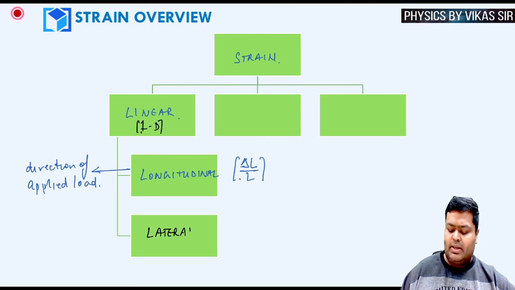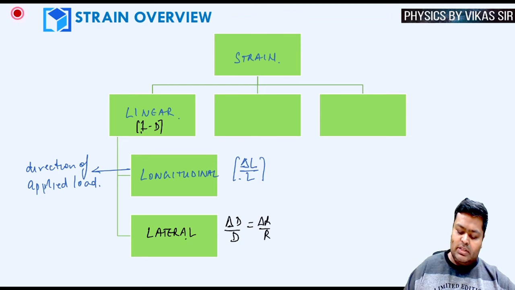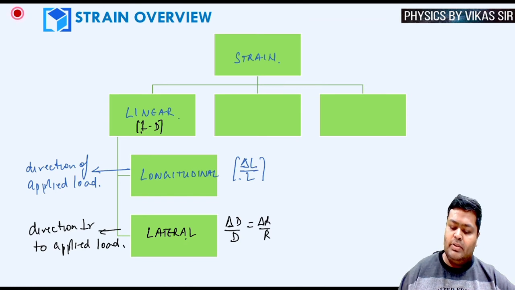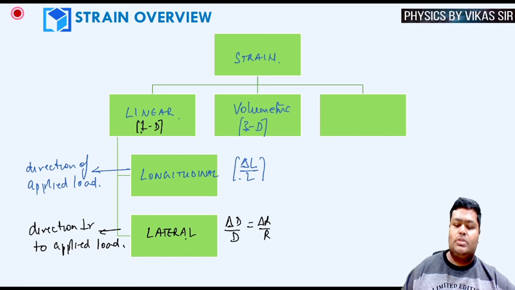Lateral itself means transverse or perpendicular. And you measure this as delta D upon D or delta R upon R. And this was measured in a direction perpendicular to the applied load. The second variety of the strain which we discussed about was volumetric strain. And the volumetric strain is a 3D strain, and it is once again because of the normal stresses.